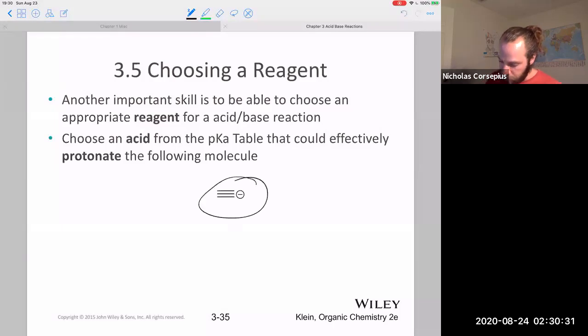In this case, we're going to do this target molecule here, which is an acetylide ion. And so let's pick apart how we would go about doing that. Okay, so again, we're going to try to protonate this molecule here. So what are we going to use to protonate this molecule? An acid or a base?